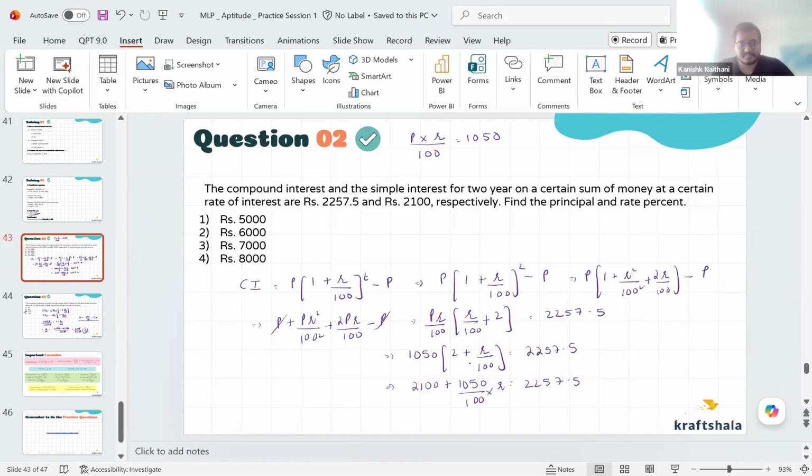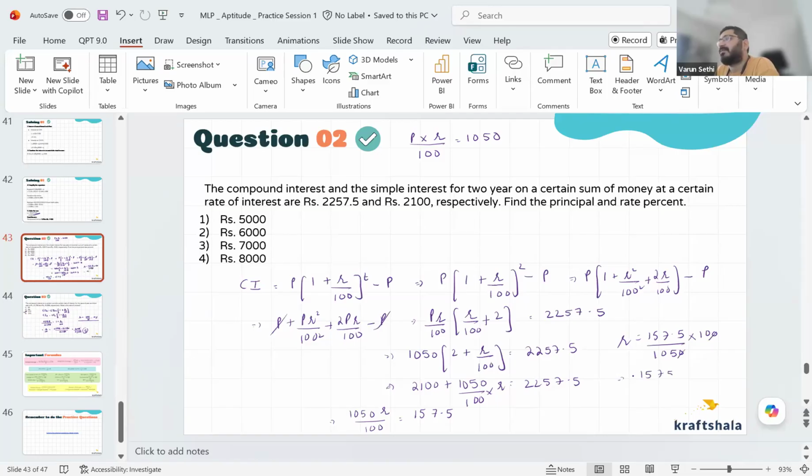Yes. I've just multiplied this. I'm bringing this over here. What do I have? 1050 R upon 100 is equal to 2257.5 minus 2100, that is 157.5. Okay. Therefore, R is equal to 157.5 upon 1050 into 100. From this, this goes away. You get 1575 upon 105, 15 times. Right? So R is equal to 15%.